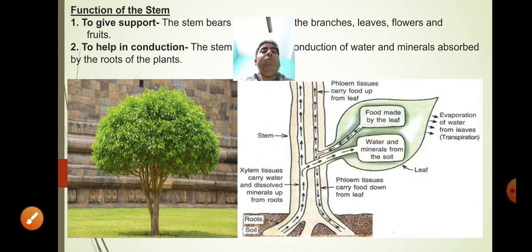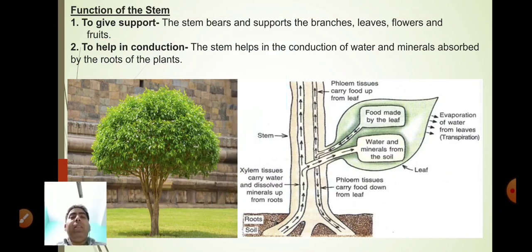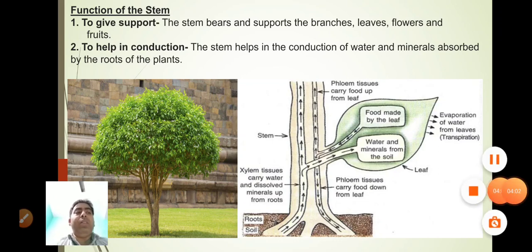Now we will discuss the function of the stem. What are the functions of stem? First function of the stem is to give support. The stem supports the branches, leaves, flowers and fruits.